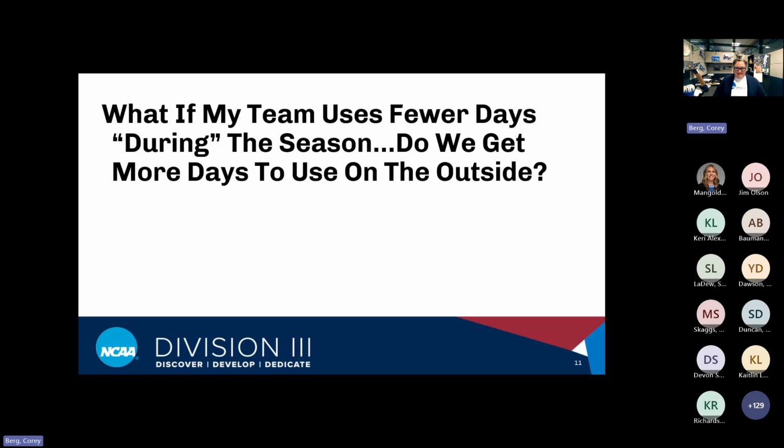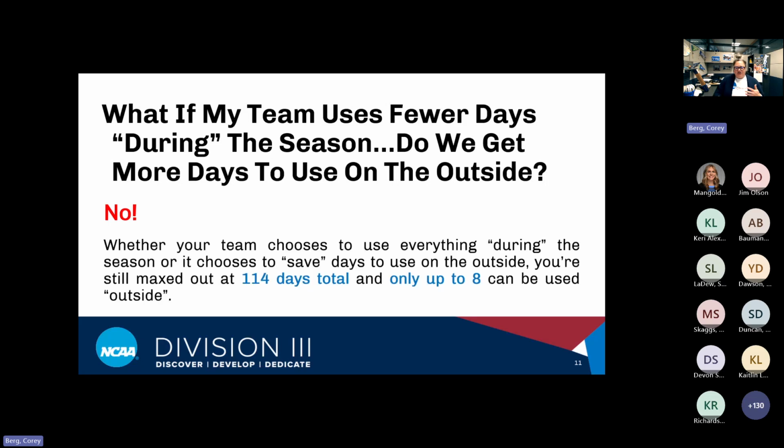All right. Other question that we've been getting lately. What if my team uses fewer days during the season? Do we get more days to use on the outside? That question is also a no. So the kind of explanation analysis here is whether your team chooses to use everything during the season or it chooses to save days to use on the outside of the season, your team is still maxed out at 114 days total, and you only get up to 8 that can be used on the outside.